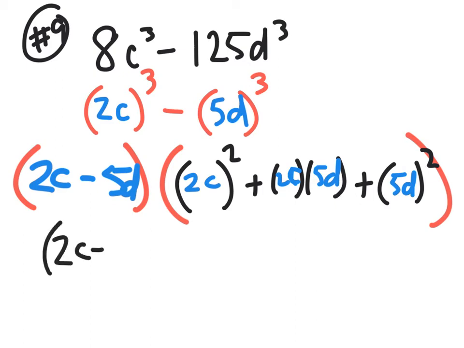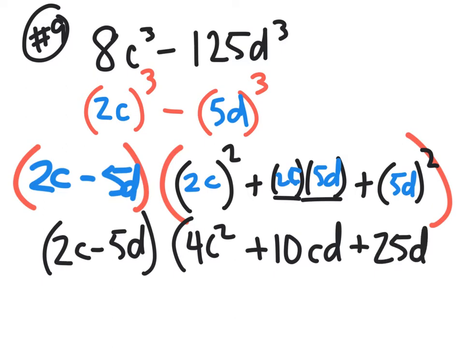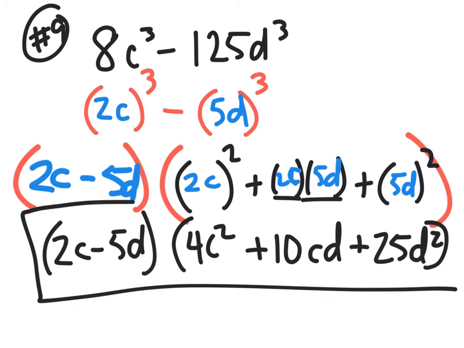and let's work on simplifying this answer. It's going to be 2C minus 5D, and over here it's going to be 4C squared, and 2C times 5D, that's going to be positive 10, because 2 times 5 is 10, and C times D is CD. And at the very end, what do I have? What's 5D times 5D? Plus 25D squared. Ladies and gentlemen, this is the completely factored form of the original difference of 2 cubes up there.